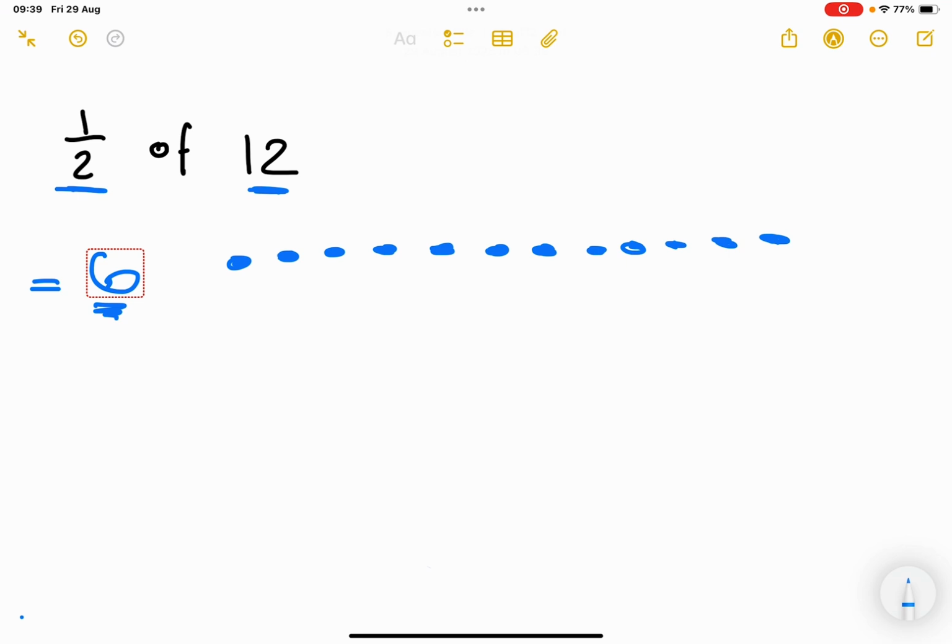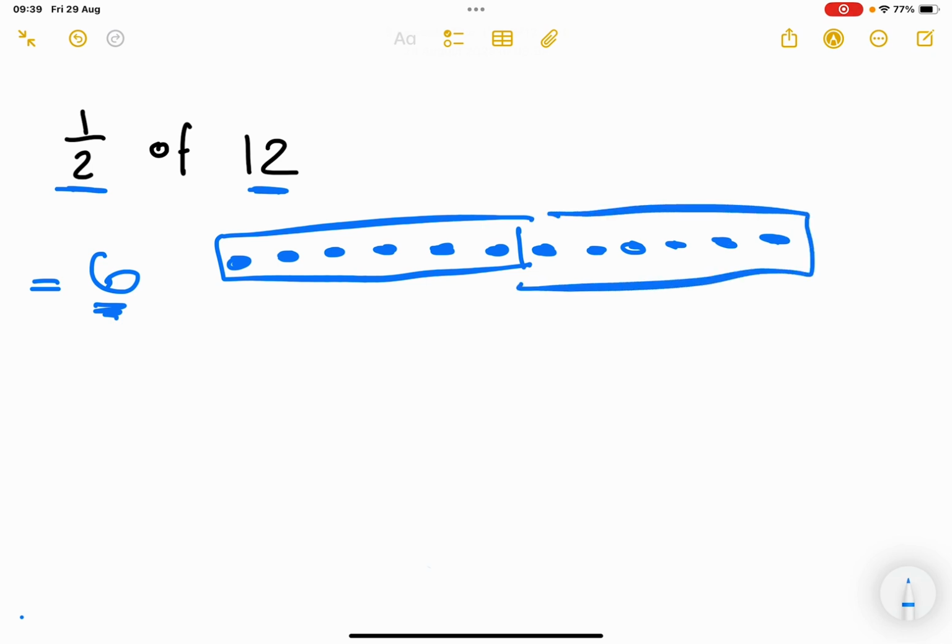You are being asked, well, what is half of these 12 sweets? I need to break them up into an amount. I need to share them. So what I would do is then divide them, right? That's what you'd say. You'd say, well, I would share out the sweets, and each of you would get 6 of those sweets.